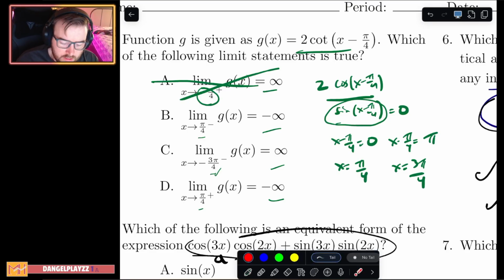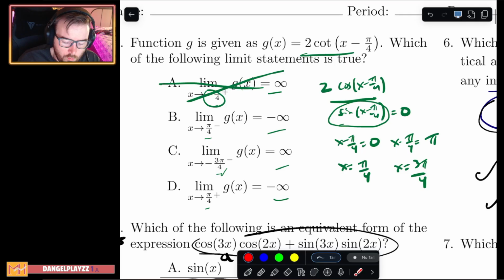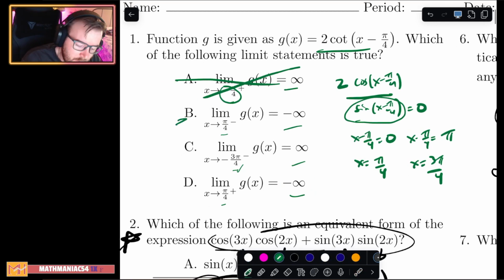But the question is, if we focus on these two, just for the sake of entertaining ourselves here, they're both pi over 4. This is saying on the left, graph go down. On the right, graph go down. Those can't both be true. You can't be going down on both the left and right. So it's got to be one or the other.